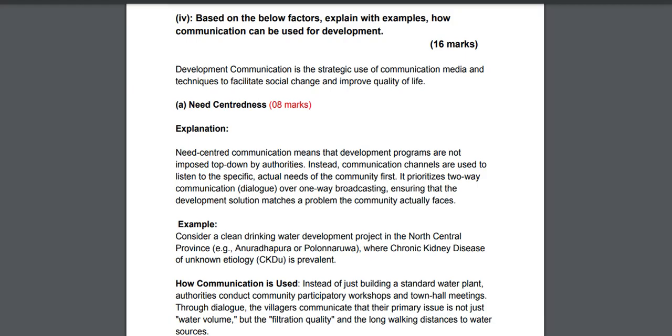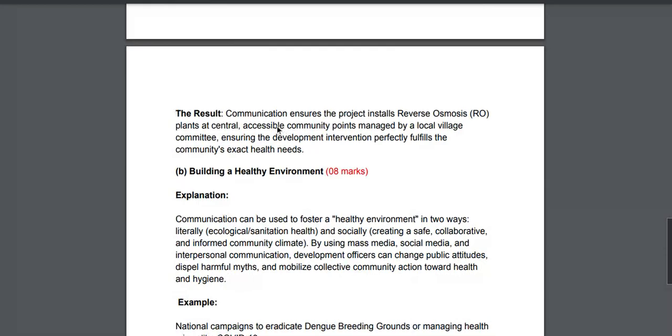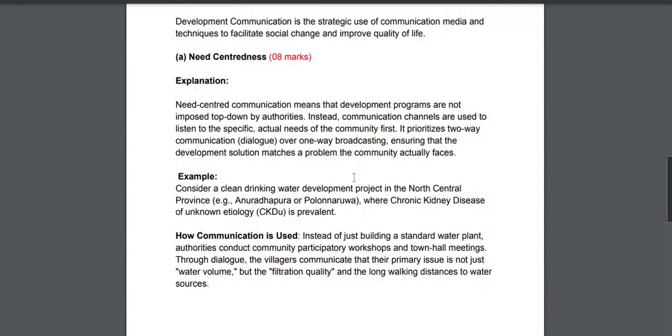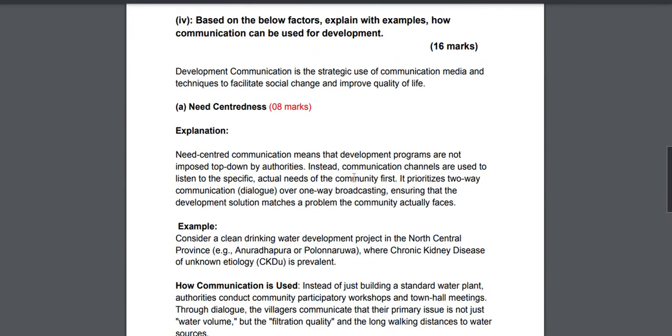Based on the below factors, explain with examples how communication can be used for development. So here you have to see the question carefully. The first point is need centeredness, and the second point is building a healthy environment. Here 8 marks and here 8 marks. That is the way they have given the marks separately from this 16.